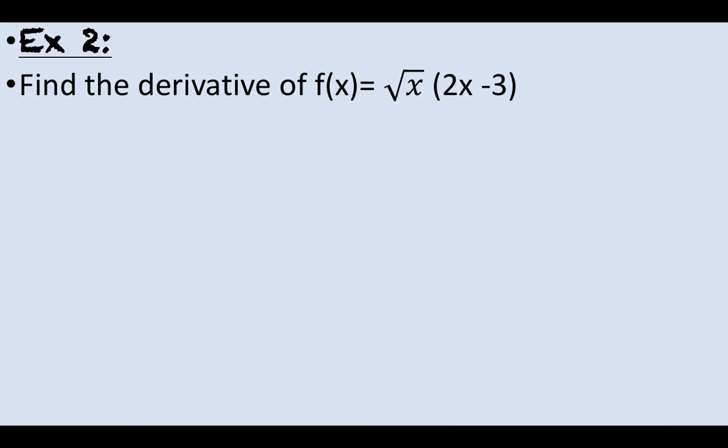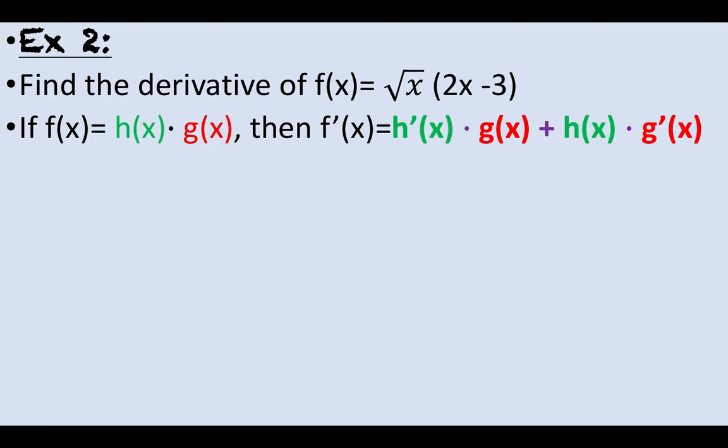Now let's go ahead and do another example with the product rule. But this time we have the square root of x times 2x minus 3. So this is my product rule, and again you identify, oh, I'm using the product rule because this is the square root of x times 2x minus 3. So we will be using the product rule.